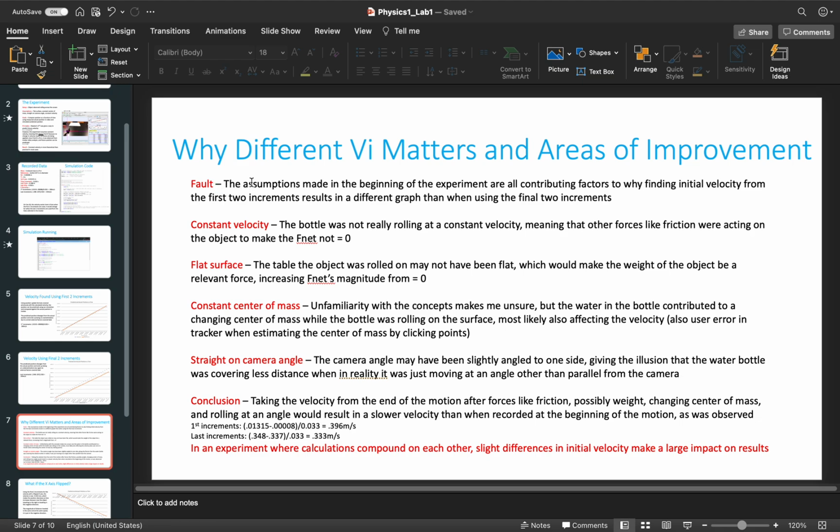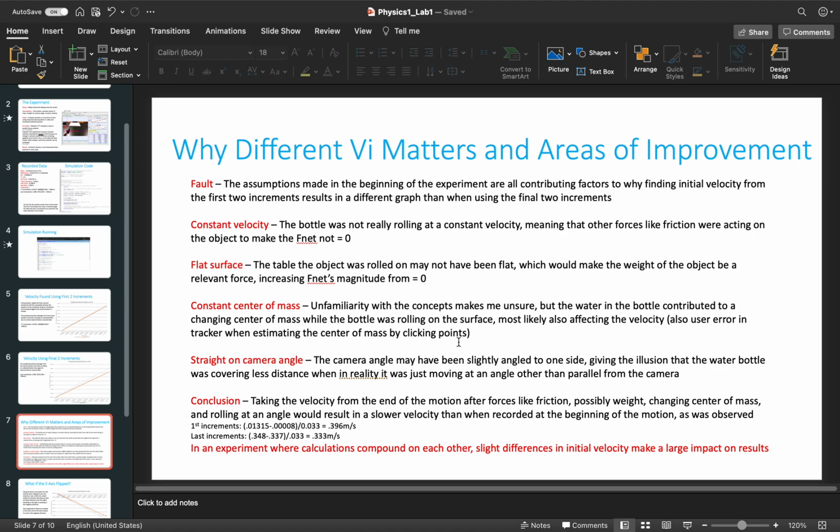So the fault that we made with our experiment is that the assumptions that we made in the beginning are all contributing factors to why the two velocities of the first two increments and last two increments are so different. The bottle was not really rolling at a constant velocity, meaning that other forces like friction were acting on the object. The table may not have been a flat surface, which would make the weight of the object a relevant force. And I'm unfamiliar with the physics behind this, but the water in the bottle rolling as the bottle was rolling may have contributed to a changing center of mass while the bottle was rolling, which would most likely affect the velocity. And there was also probably user error in estimating the center of mass in Tracker.